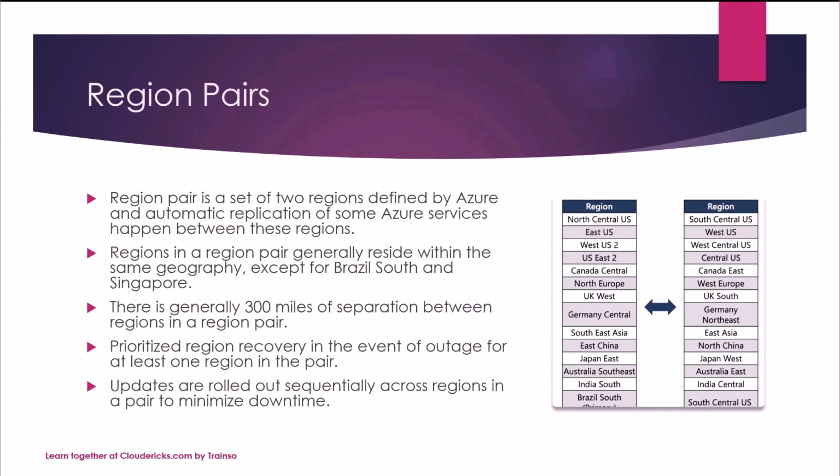Azure also provides prioritized region recovery in the event of outage for at least one region in the pair. Updates are also rolled out sequentially across regions in a pair to minimize downtime. So for example, here you can see that East US and West US are a region pair. So Azure will not roll out an update to both East US and West US at the same time. It will first do it to one of these and then it will do it to the other one.